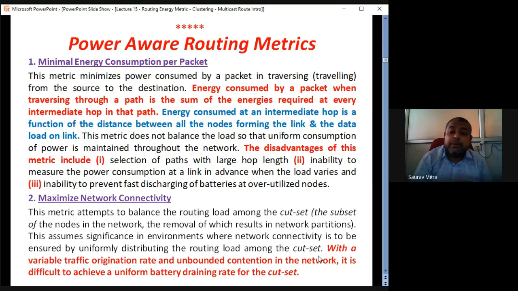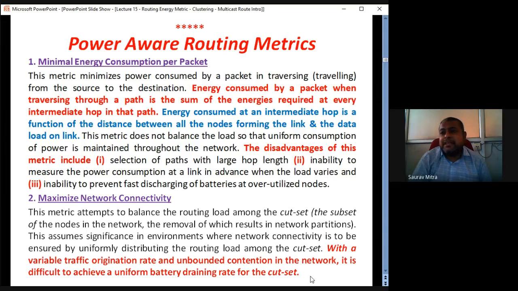It's not that the main data transmission pressure would come on one or two nodes. Okay, with variable traffic origination rate and unbounded contention in the network, it is difficult to achieve a uniform battery draining rate for the cut set. See, the network always has a tendency to use the shortest path between the sender and the receiver. And we have discussed one more thing, that is soft kind of routing.